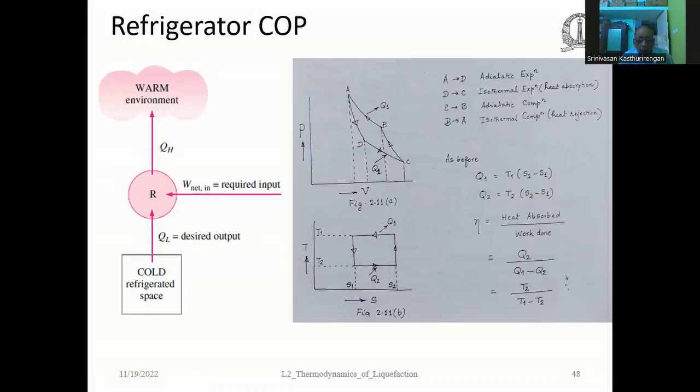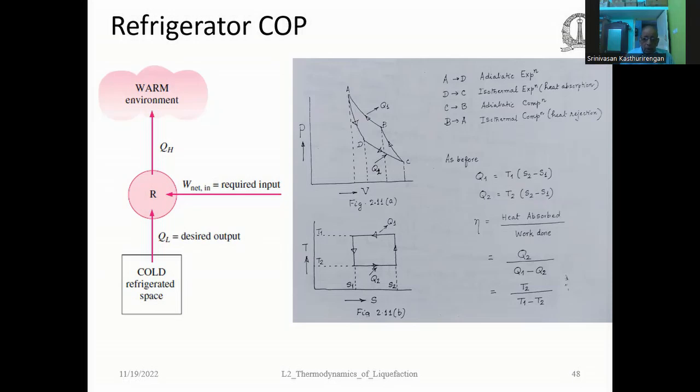Now, we can very clearly see here that if the desired output is the removal of heat from a low temperature source, I need to add work to the system. That is, work has to be added to the system so that it is possible to remove this heat. You can also see very clearly that the Carnot cycle is the one which will be the best cycle. It is possible to have the best operating cycle using the Carnot cycle.